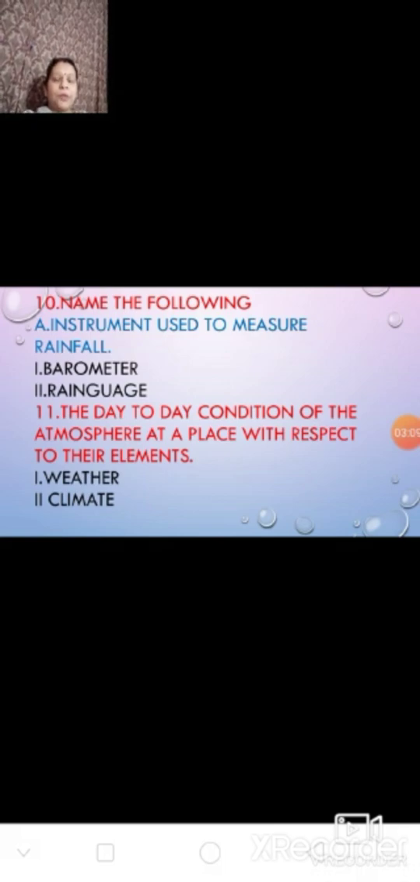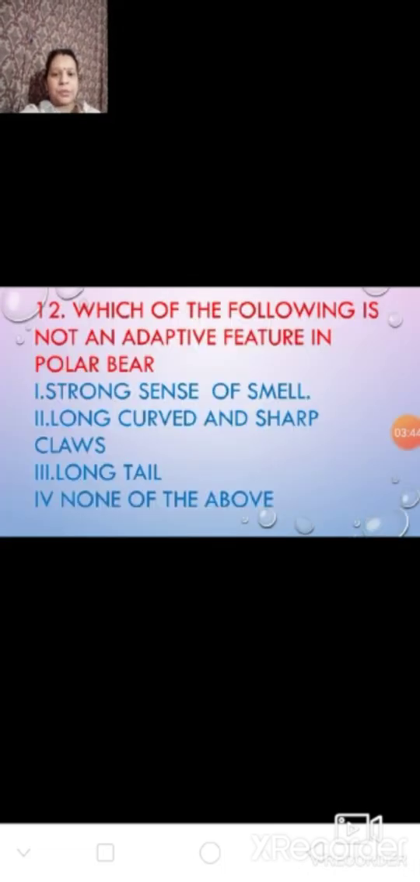Next is name the following. So here comes an instrument which is used to measure the rainfall. Answer given over here is barometer or rain gauge. Next one, the day to day conditions of the atmosphere at a place with respect to their elements. So here again the options are given in the question, that is your weather or climate. So children, accordingly you just answer it.